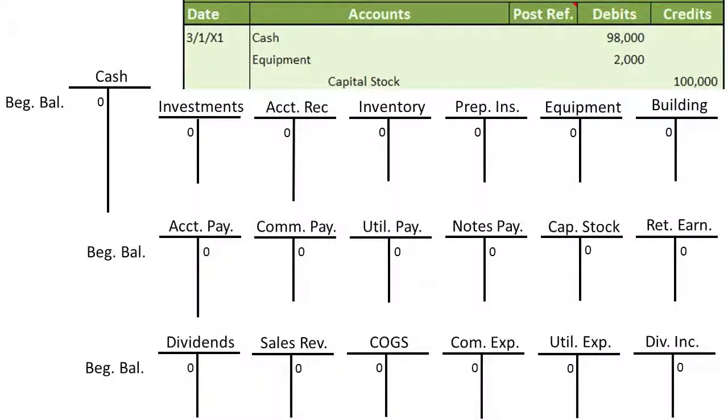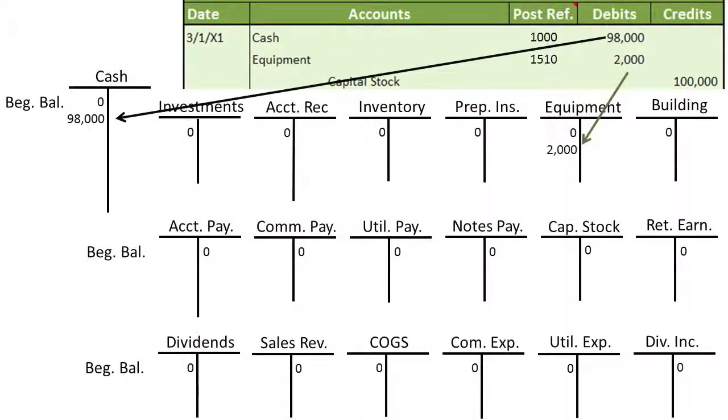What we're going to do now is post every single journal entry from the general journal. I've created a T account for every single account in the ledger because this is how it's often taught in accounting courses, and I'm simply going to post these debits and credits into their respective accounts. We had more cash, debit, we have more equipment, debit, and we have more capital stock, credit. As you can see, as I post the information to the respective ledger accounts, I put in the posting reference.